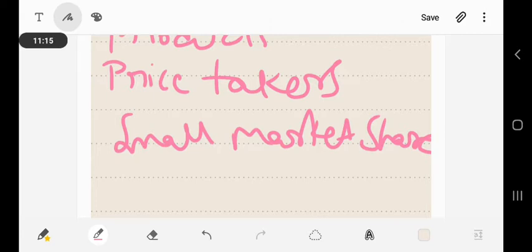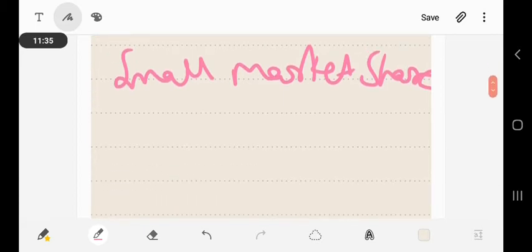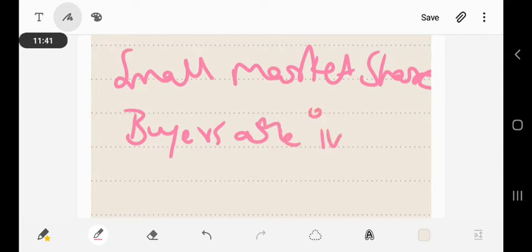Why is there a small market share? We are saying that in perfect competition, all firms will sell the same product. When there are a larger number of sellers, their share in the market will be less. Again, the buyers know the nature of the product being sold and the price charged by the firm. That means buyers are informed. They know the nature of the product and the price charged by each firm.